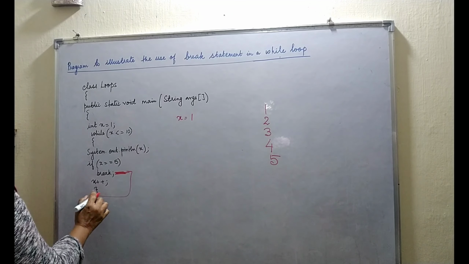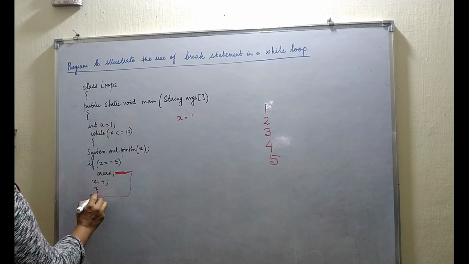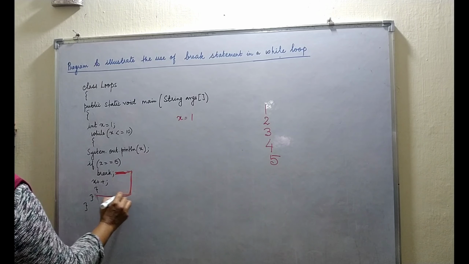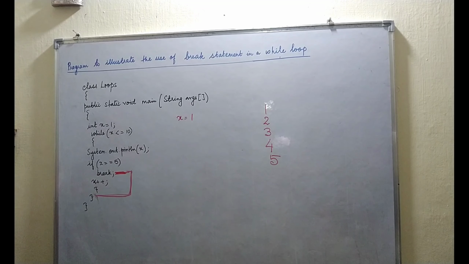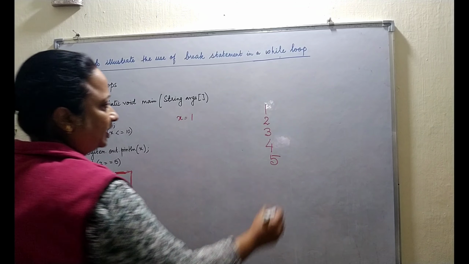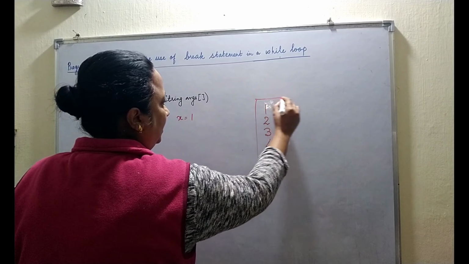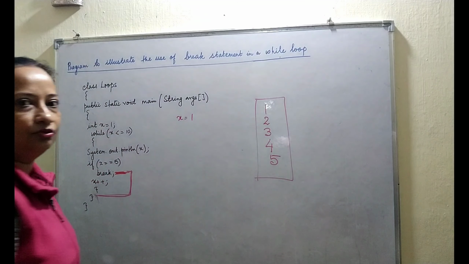So which is the outside of the while loop? This is the closing of the while loop. So the control will be transferred here, that is, to a place outside the while loop. So what is the output of this particular program? It will be 1, 2, 3, 4, 5.